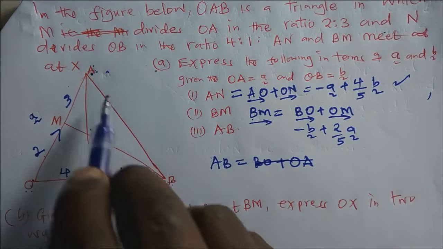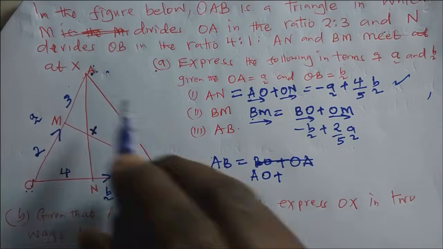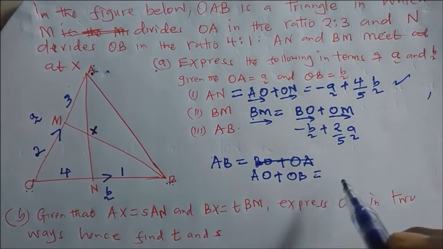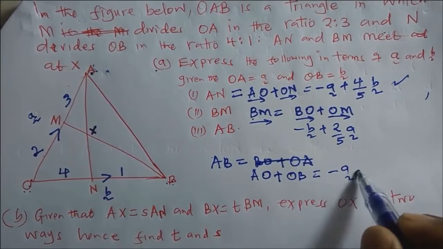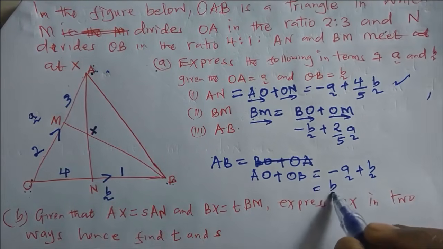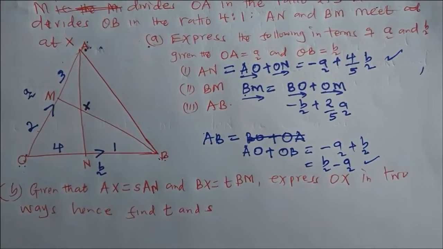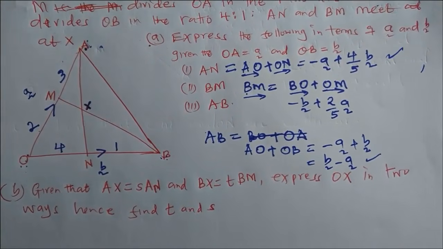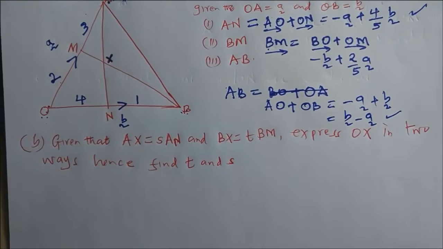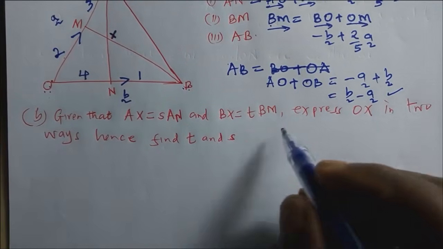AB is equal to AO plus OB, which is minus A plus B, and this one is equal to B minus A. So we have managed to express all of those in terms of A and B. So let's go straight to part B, where our 6 marks is.